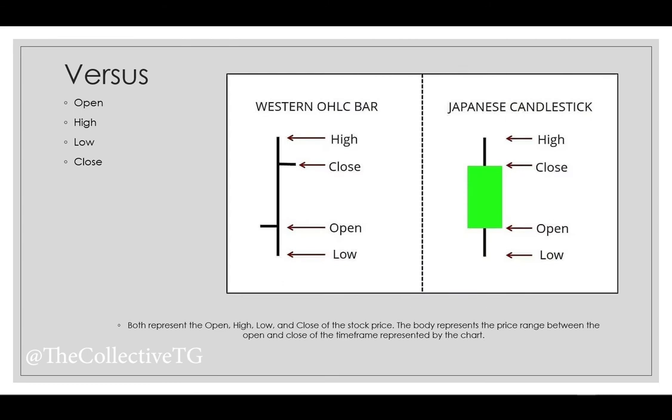They pretty much show you the same thing as we just went through: the open, the high, the low, and the close. Both of these represent the open on the left. They represent the high by the top of the wick, the low by the bottom of the wick, and then they represent the close on the right. Here, represented by this bar. Here, represented by the top of the body.